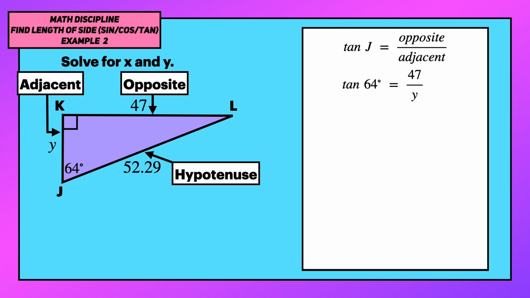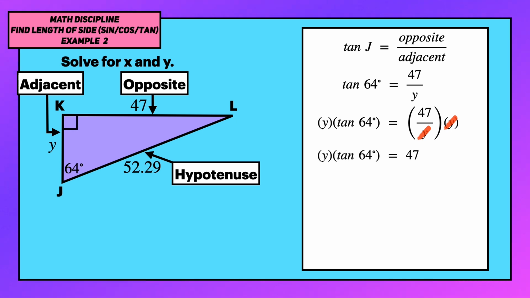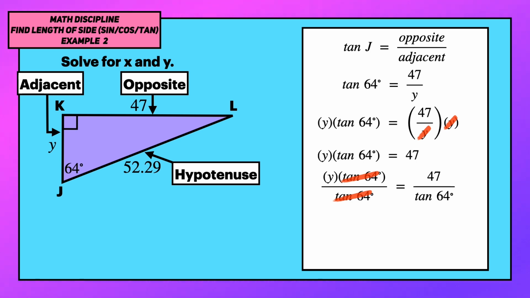We move the variable y to the left side of our equation by multiplying both sides of our equation by y. This cancels out the y's on the right hand side. You can also think of this as just moving y to the left and doing the opposite of division, which is multiplication. Now we are still trying to isolate the variable y, so let's move tangent of 64 degrees to the right by doing the opposite of multiplication, which would be dividing both sides of our equation by tangent of 64 degrees. This gives us y equals 47 divided by tangent of 64 degrees.